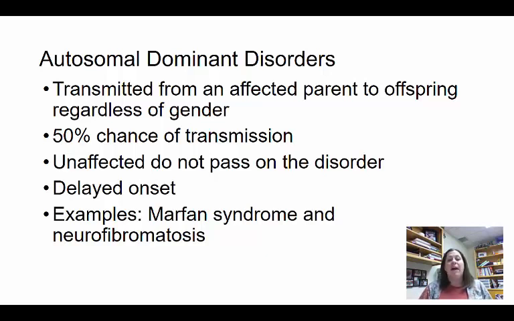Unaffected do not pass it on, because if they are unaffected by the disorder, they're little a, which means they do not pass it on to their kids. A lot of times with these autosomal dominant disorders, we see a delayed onset that occurs. Some examples that we're going to talk about here in this chapter are Marfan Syndrome and Neurofibromatosis. There are other types that we will talk about or discuss later on in other chapters. So let's look at Marfan Syndrome first.